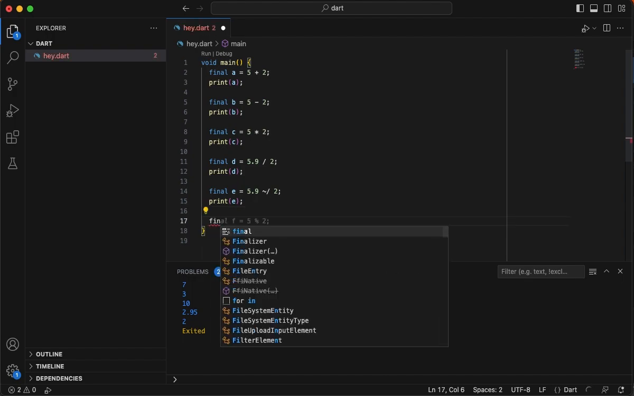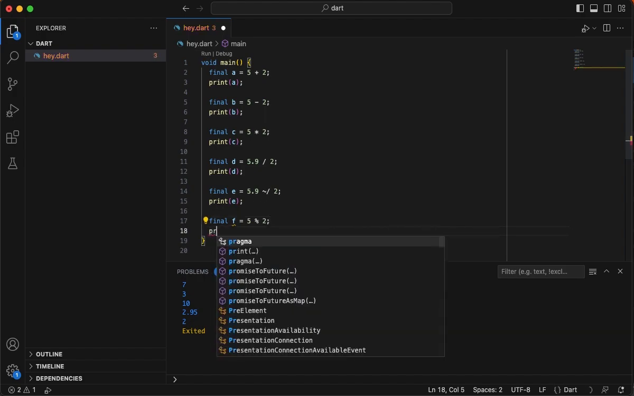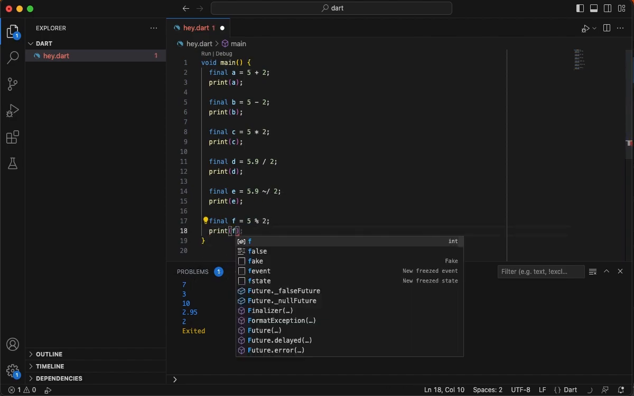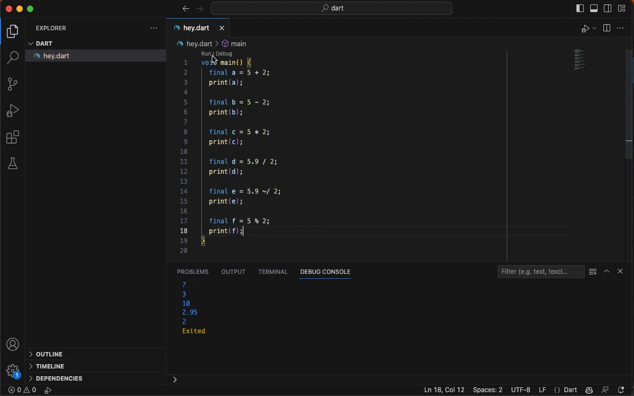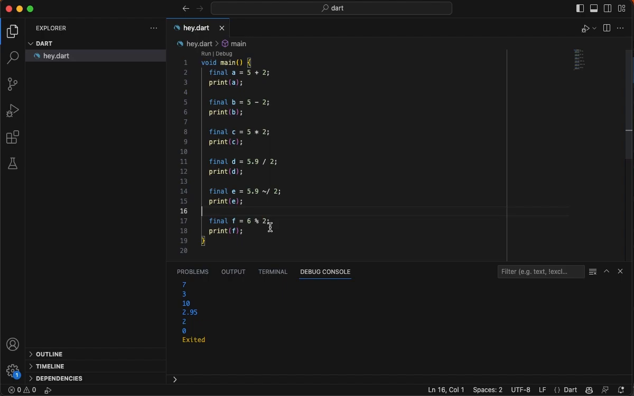There's also the modulo, which will return the remainder of dividing two numbers. So if you do 5 modulo 2, it will be 1, okay? But let's say if it's 6, if you run, it will be 0, because 6 divided by 2, there's no remainder, correct? And we also usually use this to check if something is even, okay?